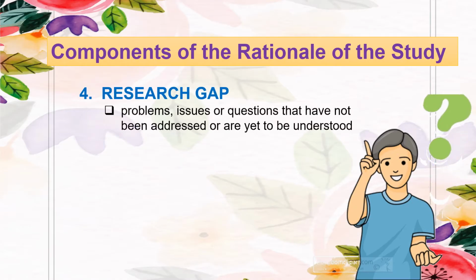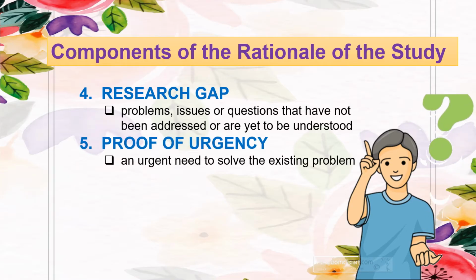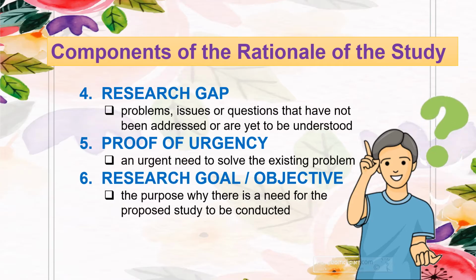Fourth, research gap: problems, issues, or questions that have not been addressed or are yet to be understood. Proof of urgency is the fifth component, an urgent need to solve the existing problem. Research goal or objective: the purpose why there is a need for the proposed study to be conducted.